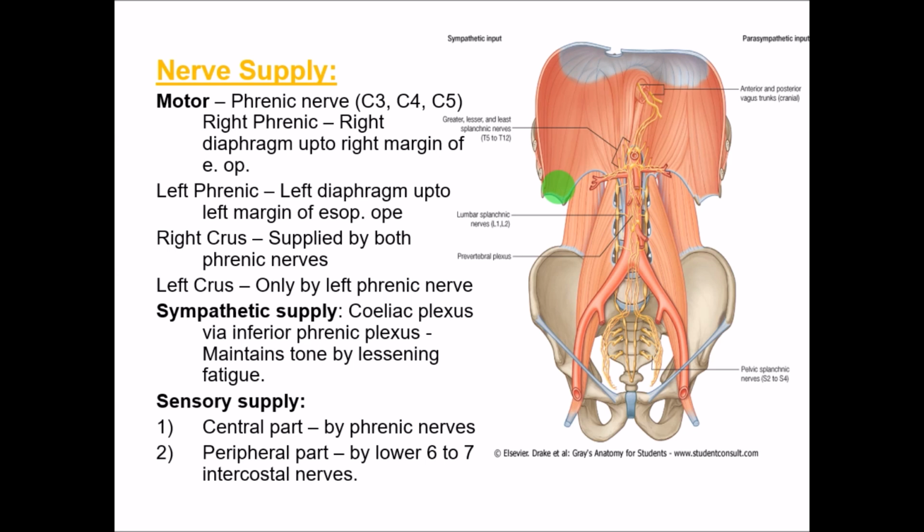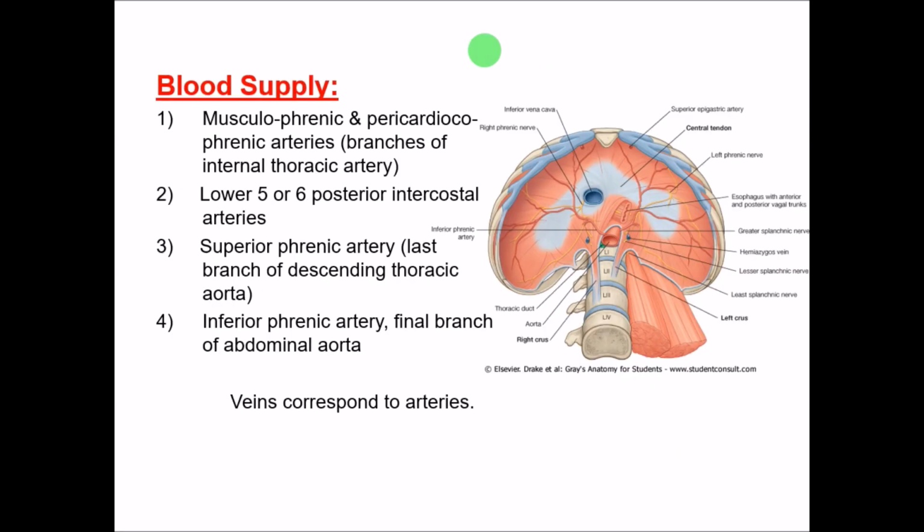Coming to the sensory supply, the central part by the phrenic nerves and the peripheral part by the lower 6 to 7 intercostal nerves. The intercostal nerves which are supplying are also mainly sensory. Okay, so they will take the sensation from here. Okay, from the 6 or 7 lower intercostal nerves, along with the central part which is mainly by the phrenic nerve itself. Okay, so there is the nerve supply. The main supply is by the phrenic nerves. Along with that, there is sympathetic supply also.